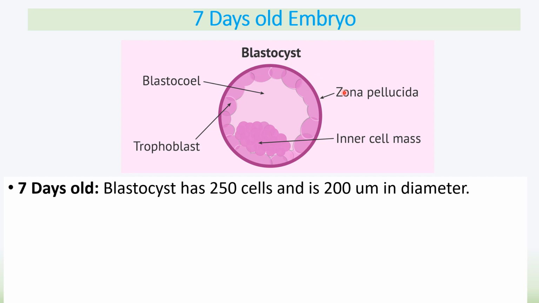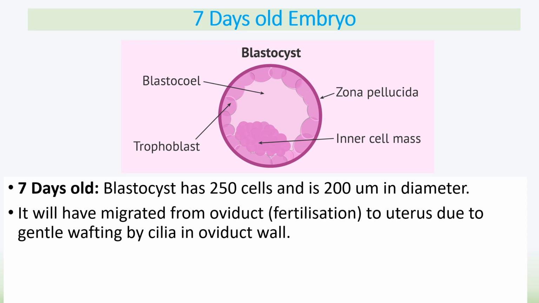the blastocyst. You should remember those, that zona pellucida from the original egg, because don't forget, this is the egg that has now had several divisions happening in it after the fertilization. Obviously, it became the zygote. Now, it will gently then migrate over due to gentle wafting of the cilia in the oviduct wall, which slowly moves the blastocyst towards the uterus.